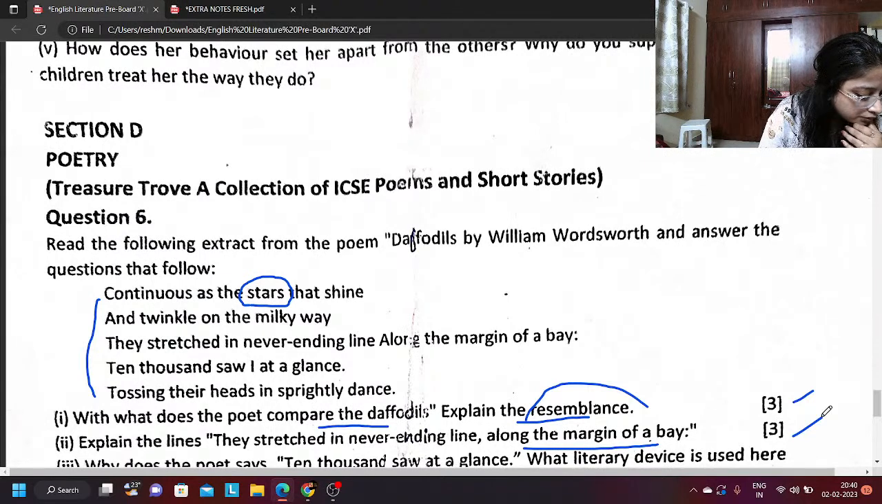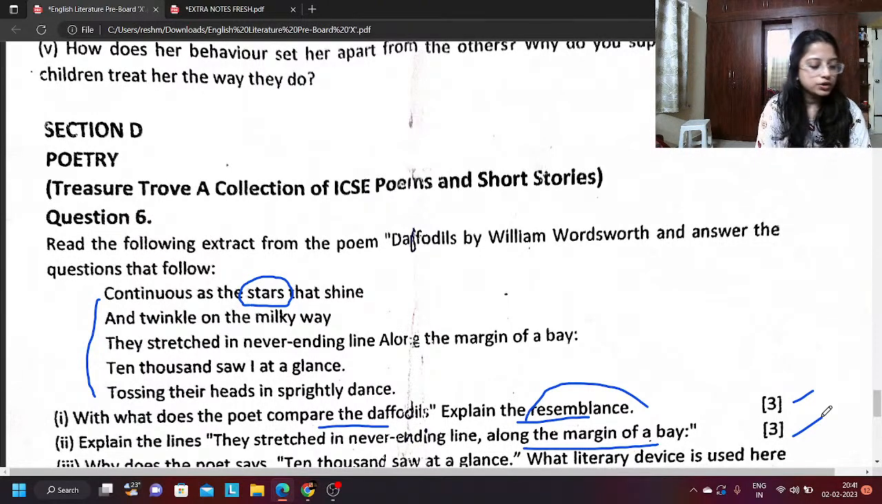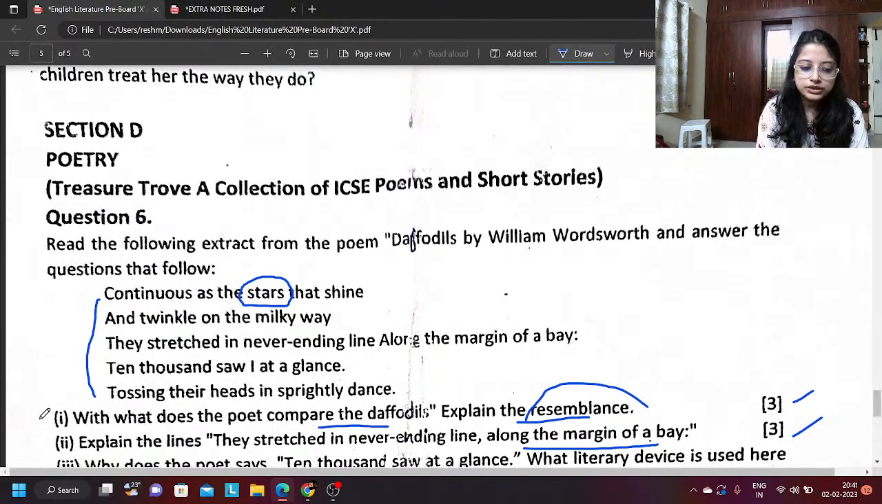Trishanu, which one do you want once again? Crowd of daffodils were stretched in a line that has no end. They grew along the margin of a bay and tossed their heads. Yes. In the second question, like in the first question, we were writing about the stars.